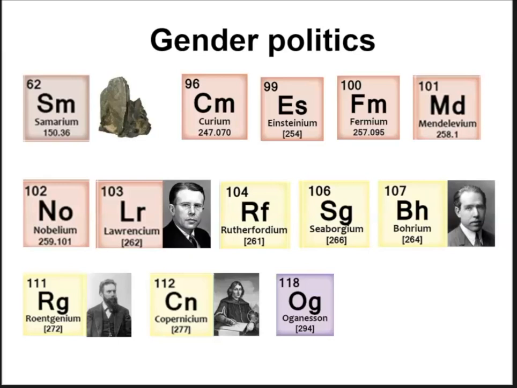Roentgen here, and Copernicus, and of course, we've already seen Meitner. So, I think 13 or 14 men versus two women. So, there's a bit of rebalancing to be done if we ever start to discover some of those other elements.